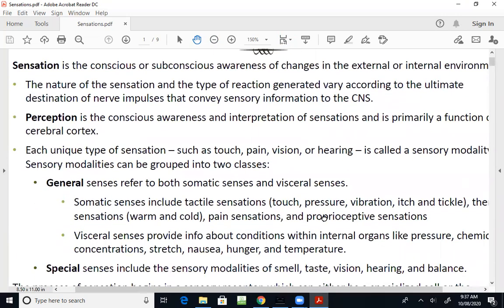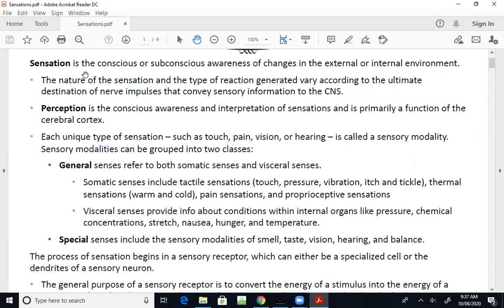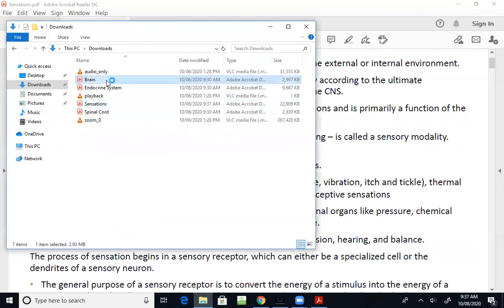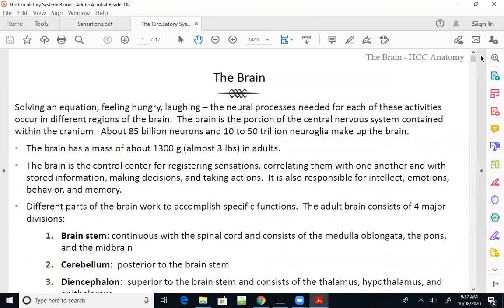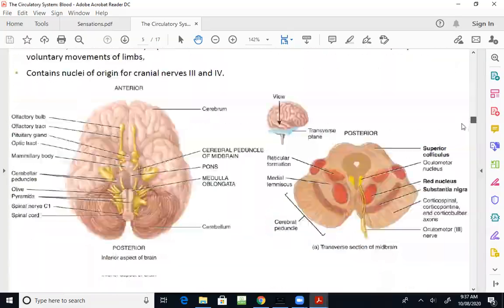Okay, so let's talk about sensations. Sensation is defined as the conscious or subconscious awareness of changes in our external or internal environment. When we say conscious perception or awareness, that's what perception is. This term is something that we mentioned in that first lecture of Unit 4, conscious awareness and interpretation of sensations. It is primarily a function of the cerebral cortex, which we didn't get to last time because we ran out of time, but it's in the video that I have posted.